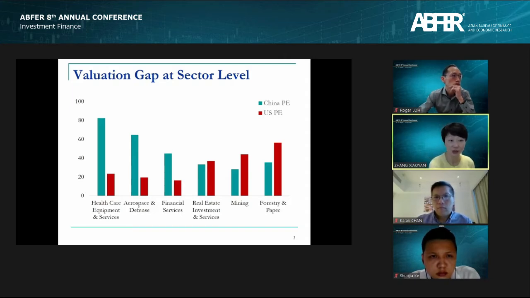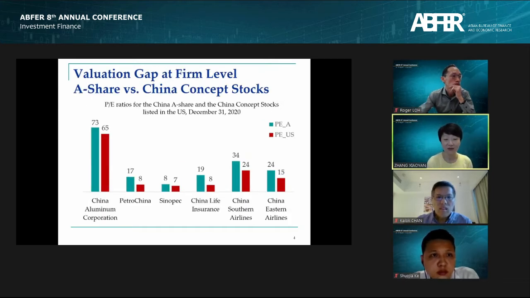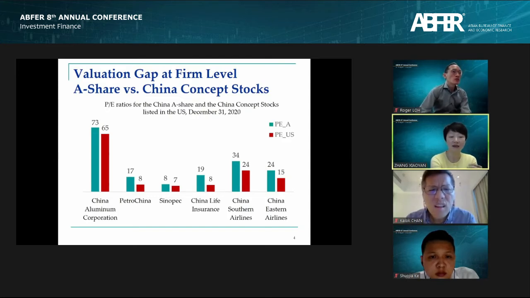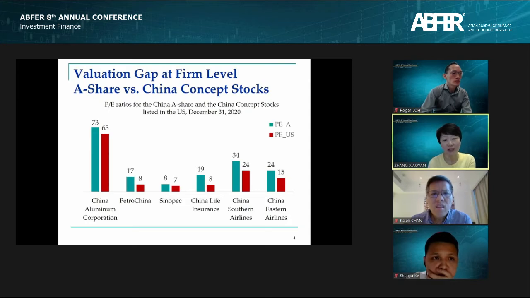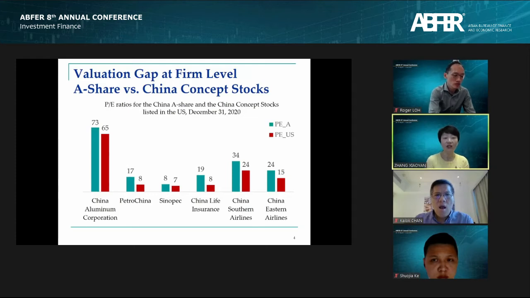And then finally, I'll show you the last piece of the valuation gap. I have 6 firms here. The green ones are the China PE ratio, and the red ones are the US PE ratio. Those are Chinese firms, and they're listed in China and in the United States. And you can see the price earnings ratios in China are always higher than those in the United States. So you might wonder why there is this valuation gap at market level, at sector level, and at firm level. And we think this is a very important question to answer, given that China and the US are the 2 largest economies in the world.